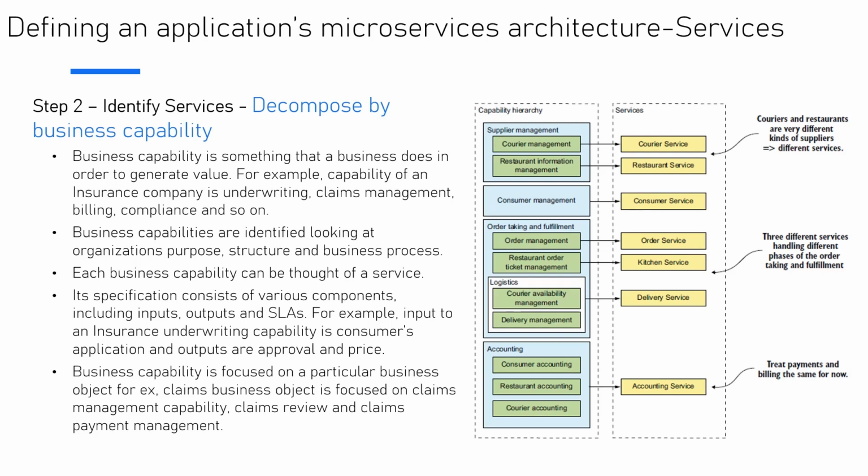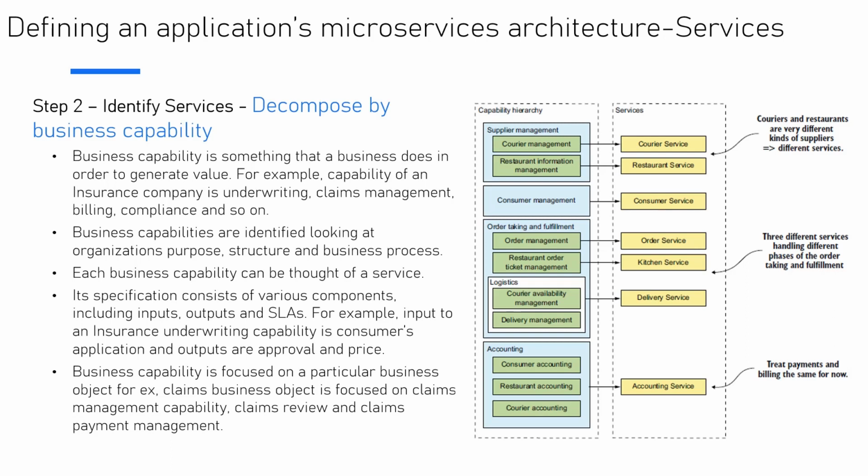That's how we take the business capabilities and identify them as services, and eventually the collaboration is more from an inputs and outputs standpoint in terms of how they're actually going to collaborate. For example, the input to an insurance underwriting capability is a consumer application, and the outputs are approval and price. That's where you start detailing what each service is going to take from an input standpoint and what is expected from an output standpoint. Business capabilities focus on a particular business object. For example, the claims business object is focused on claims management capability, claims review, and claims payment management.